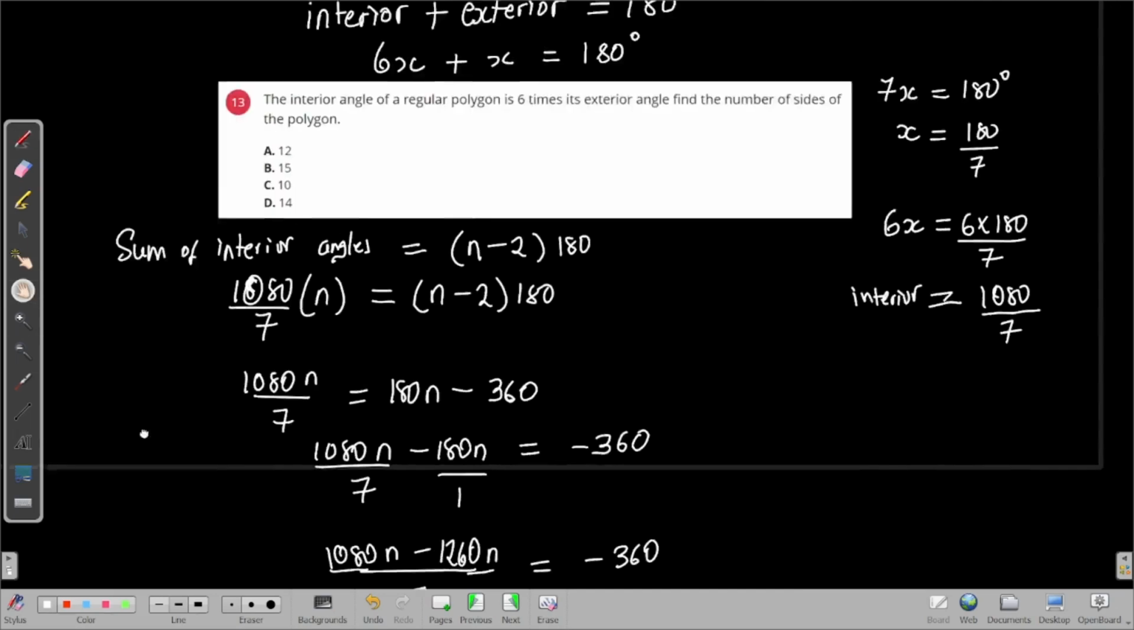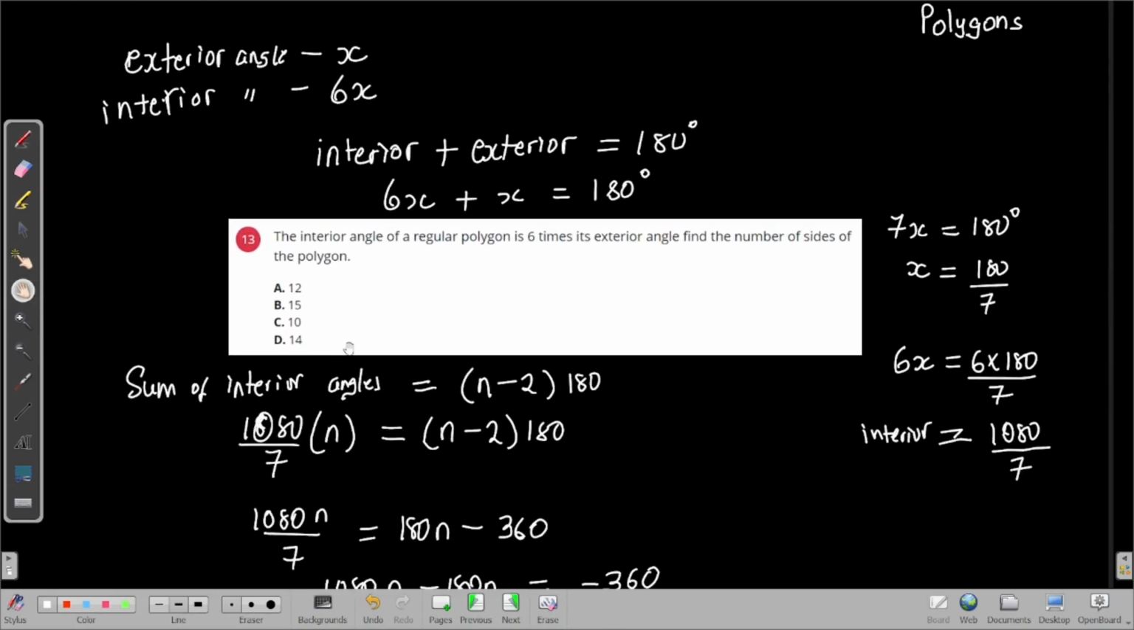Let me just take it again. We're told that the interior angle of a regular polygon is 6 times the exterior angle. So let's say the exterior angle is x. It means that the interior angle will be 6x. Now this is one formula that you should know. The exterior angle plus interior angle is equal to 180 degrees for any polygon. So 6x plus x is equal to 180, 7x equals 180, x is this.